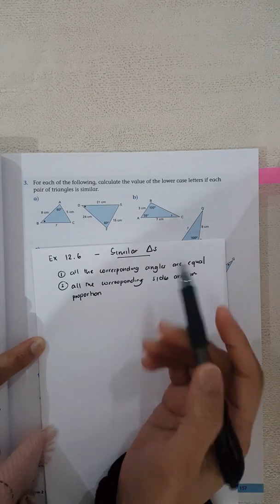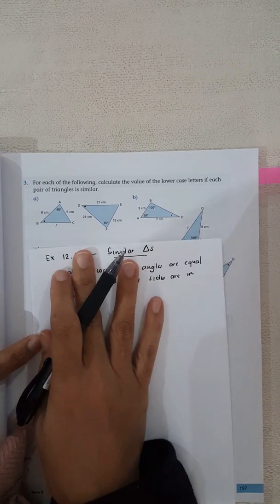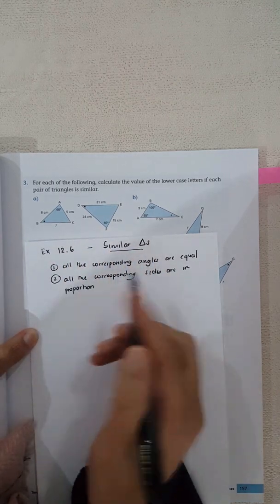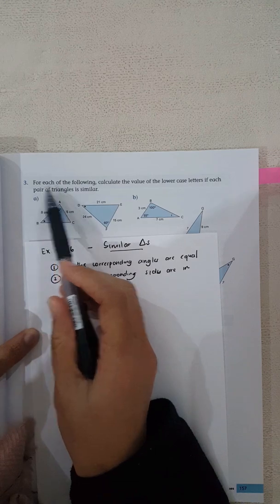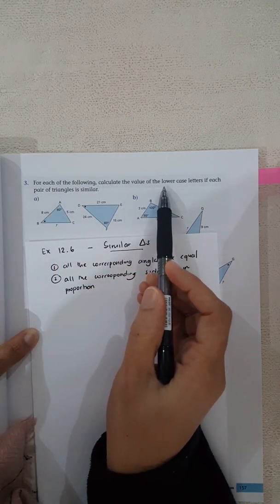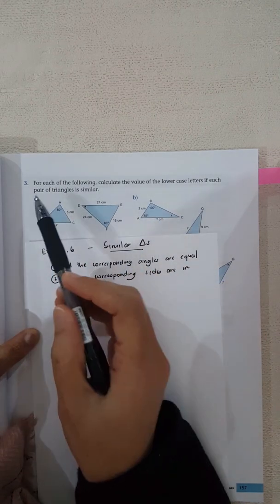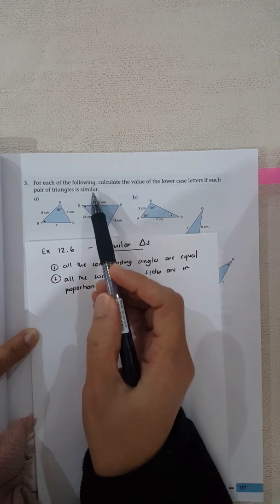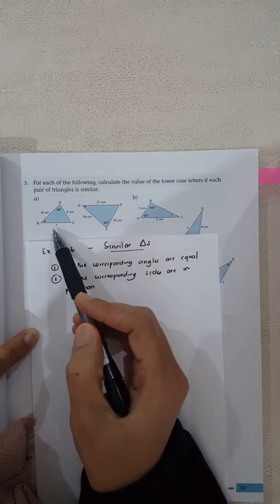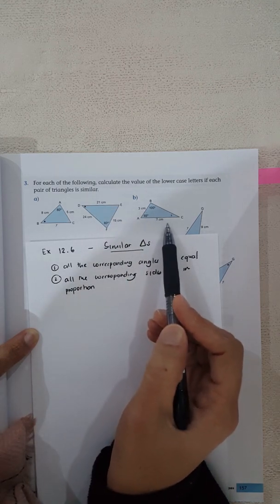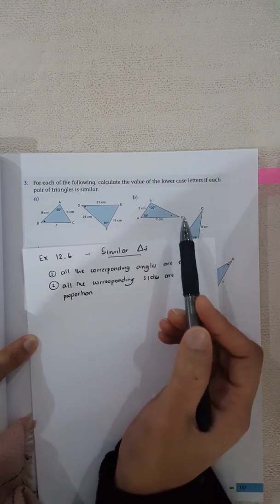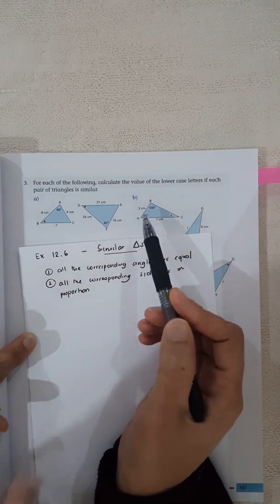We're doing exercise 12.6, the similar triangles. A lot of you couldn't understand the question, so I'm going through the questions. When we have similar triangles, if you read this question, it tells you: for each of the following, calculate the value of the lowercase letters if each pair of triangles is similar. You can see the lowercase letters, there's y there, and in this one here we have to calculate x. So they're telling you to find the values for x and y.